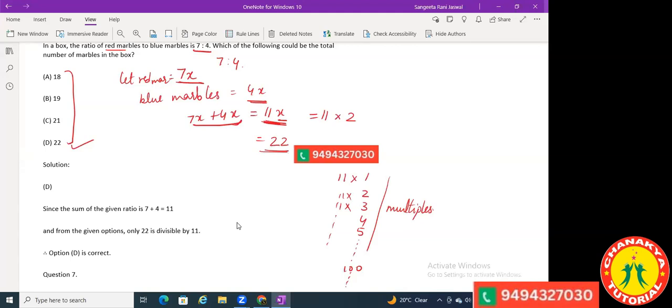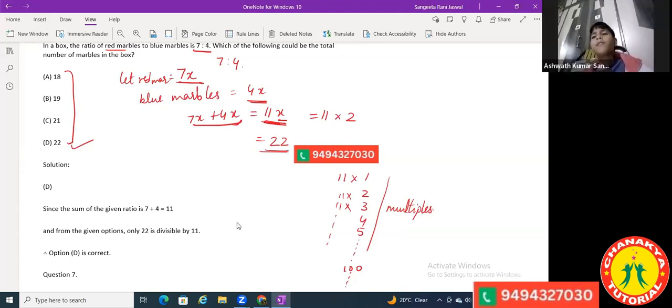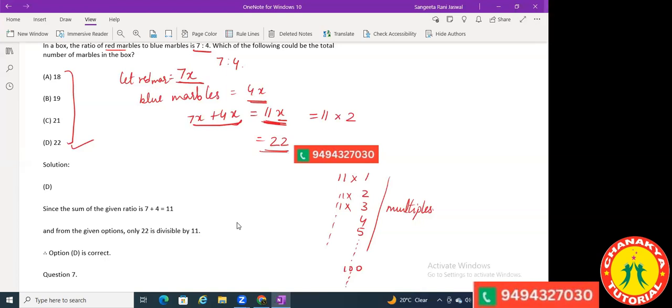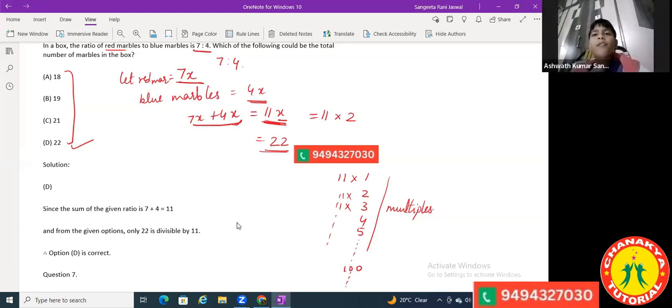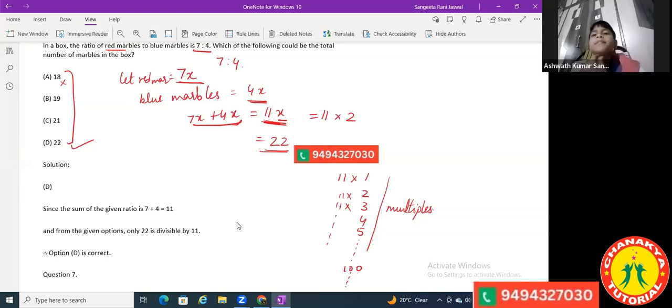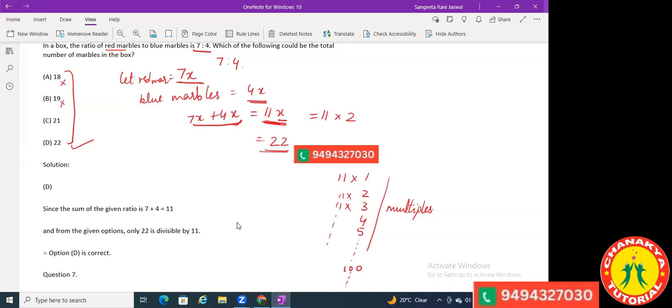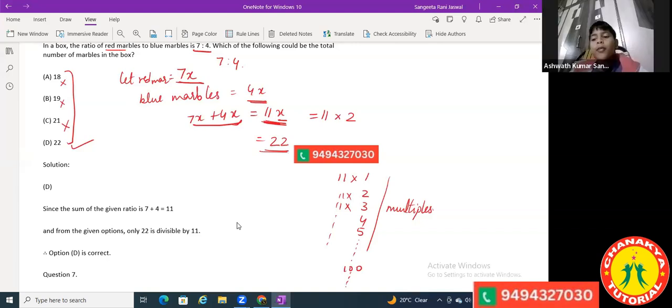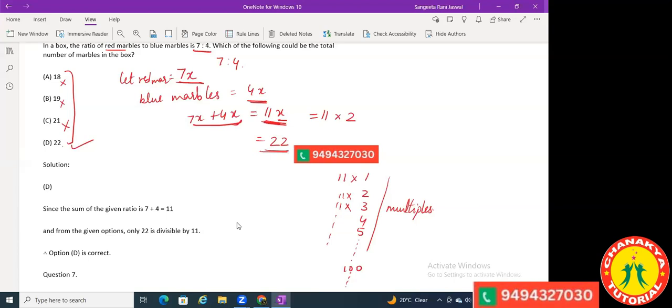Is 18 a multiple of 11? Ashwath, tell me, is 18 a multiple of 11? Does 18 come in the table of 11? No. So this is not. Now, does 19 come in the table of 11? No. Does 21 come in the table of 11? No. Does 22 come in the table of 11? Yes, ma'am.